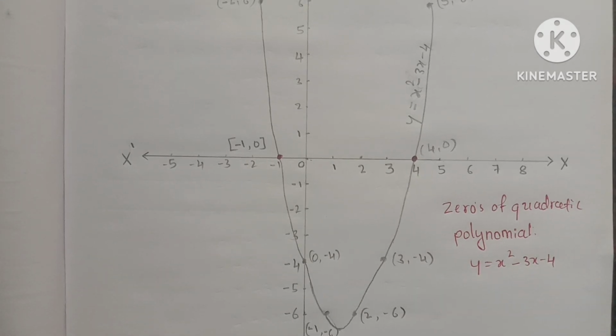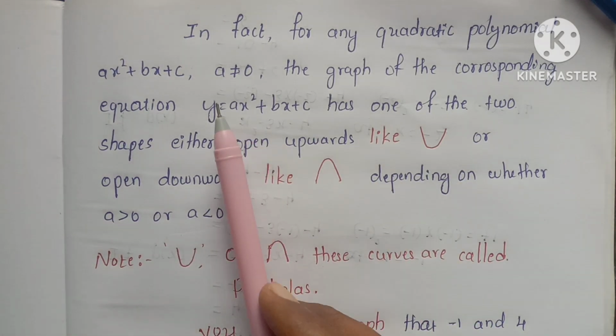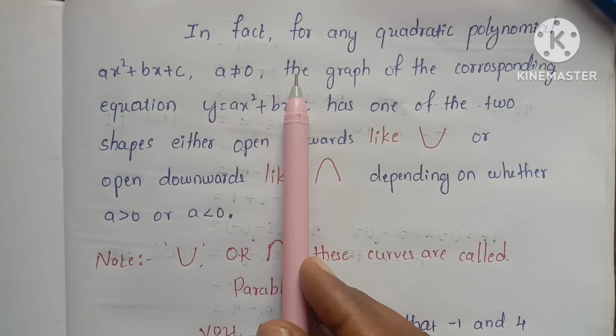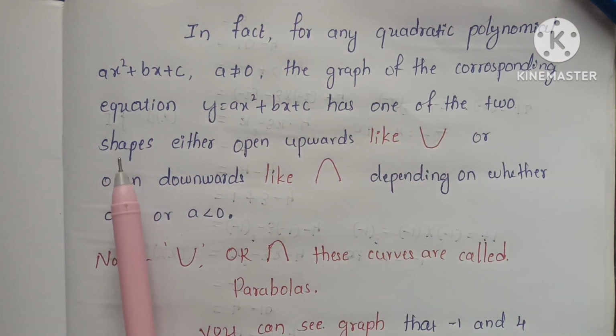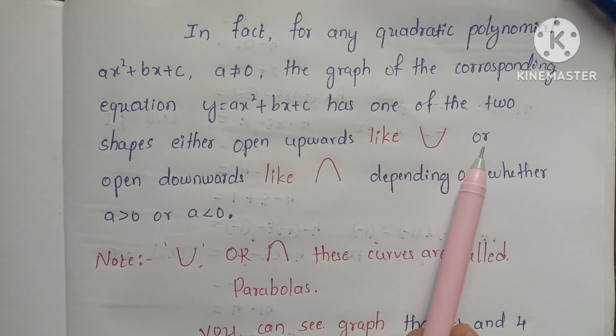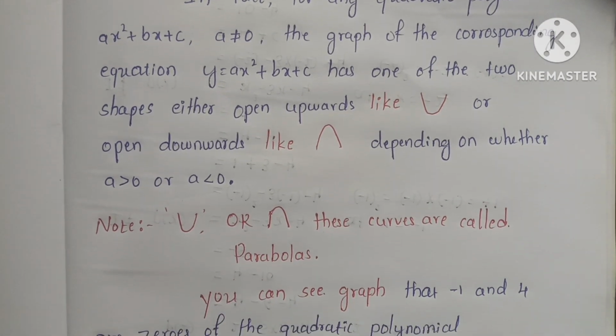Observe carefully. In fact, for any quadratic polynomial ax square plus bx plus c, a not equal to 0, the graph of the corresponding equation y equals ax square plus bx plus c has one of two shapes, either open upward like U or downward like an inverted U, depending on whether a is greater than 0 or a is less than 0. Earlier we saw the upward direction of this U-shape. These curves are called parabolas.